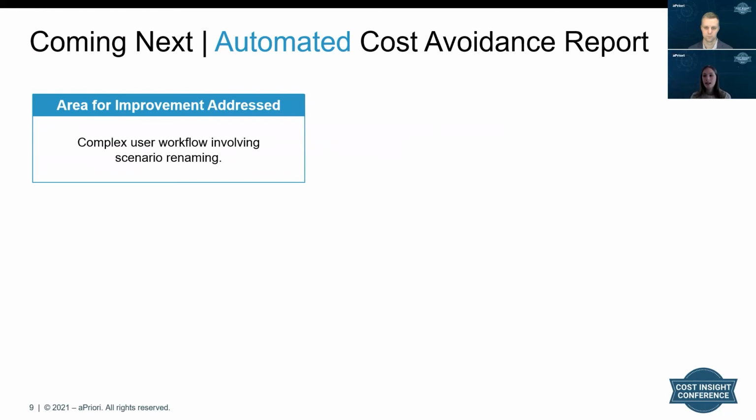The next in line report is an automated version of the cost avoidance report. One where there's no prep work required from the design engineers, meaning no tagging of scenarios or naming of scenarios as initial and final. So this report directly addresses the concern with scenario renaming.